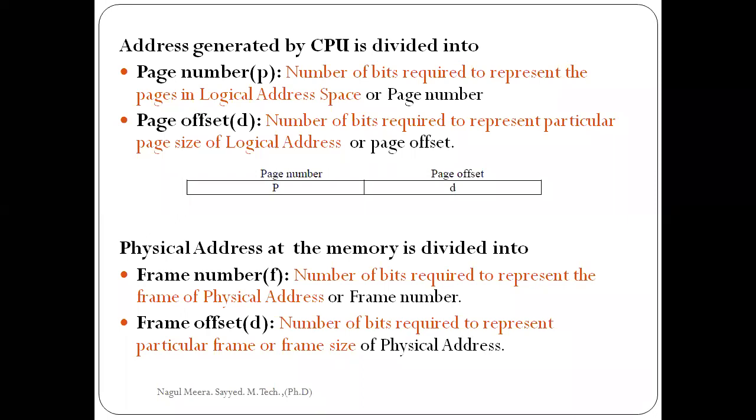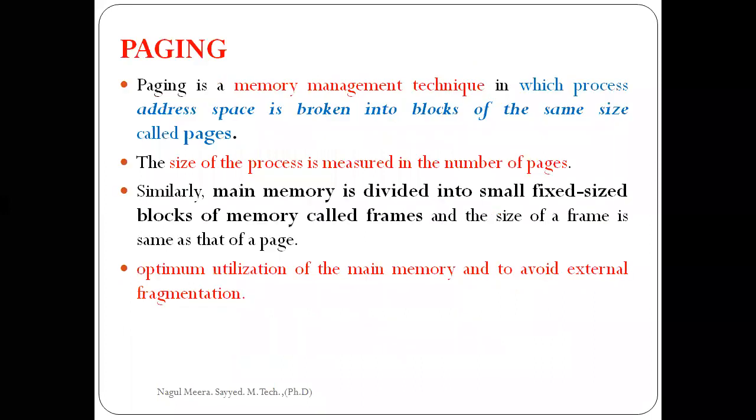This logical address is divided into page number and page offset. Okay, page number and page offset. What is the meaning of this paging? Paging is nothing but process address space is broken into blocks of the same size, called as pages.